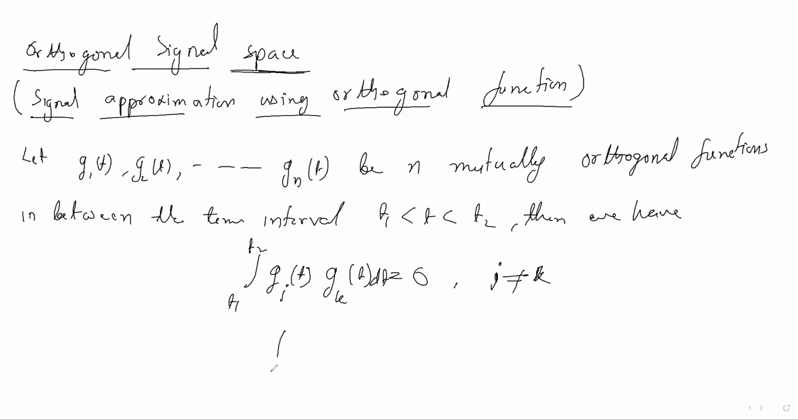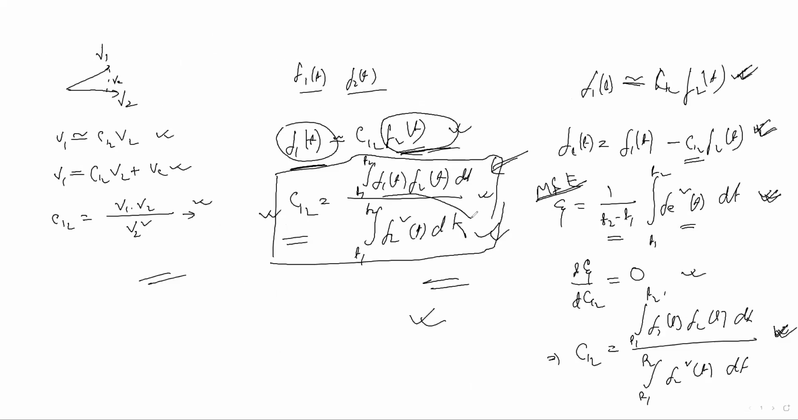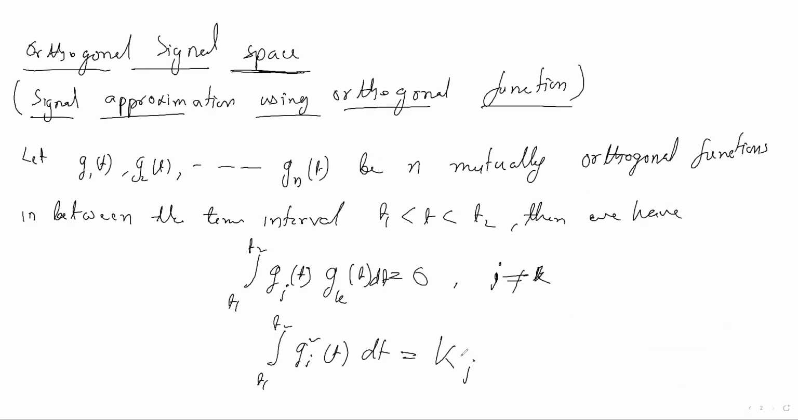And another thing is that integration t1 to t2 of gj squared (t) dt equals a capital K, some constant value. This term should be a constant value, and it should not be 0. That's why I am taking it as a constant. So now we are going to derive the orthogonal signal space, where we approximate a function in terms of multiple mutually orthogonal functions.